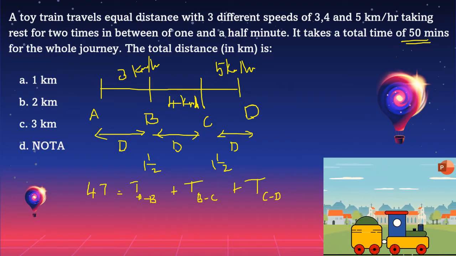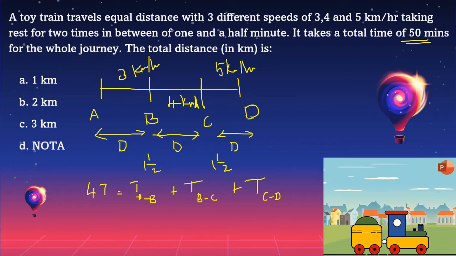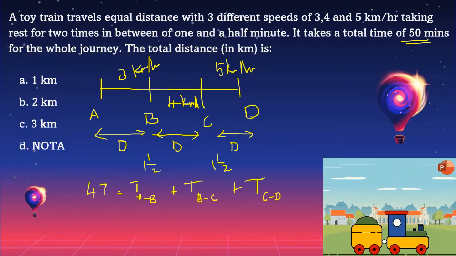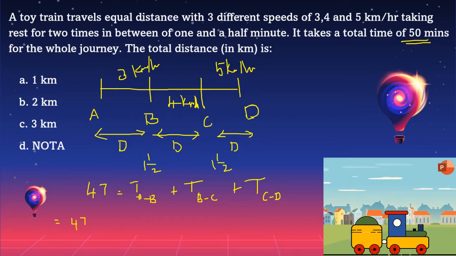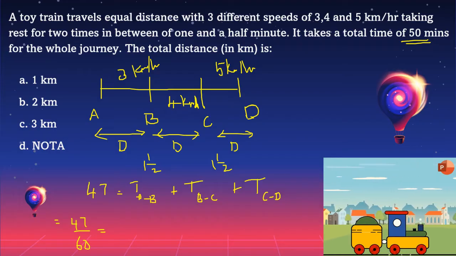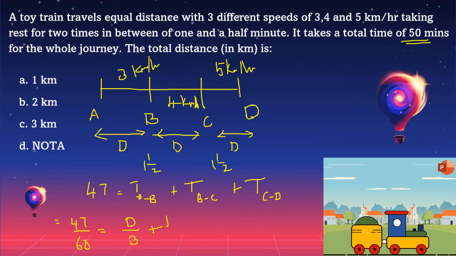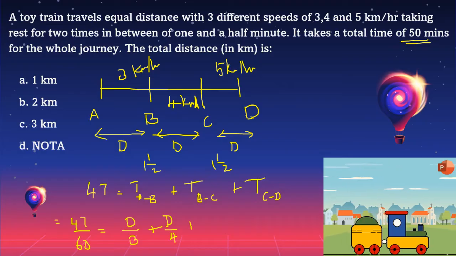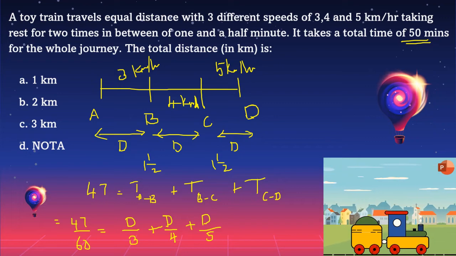Now here we have to notice one important thing. This 47 is in minutes, whereas all the speeds given here are in kilometers per hour. So let me convert this 47 minutes also into hours by just taking 60 as the denominator. So 47 by 60. Time, as we know, speed is distance by time, and time is distance by speed. So let's take distance as d divided by speed: d by 3 plus d by 4 plus d by 5. So here is your one spot equation in order to find the answer.